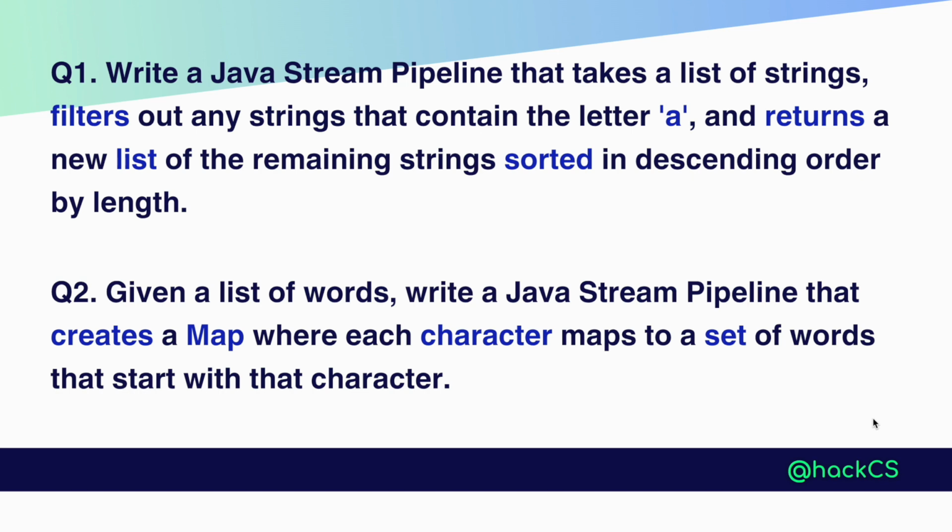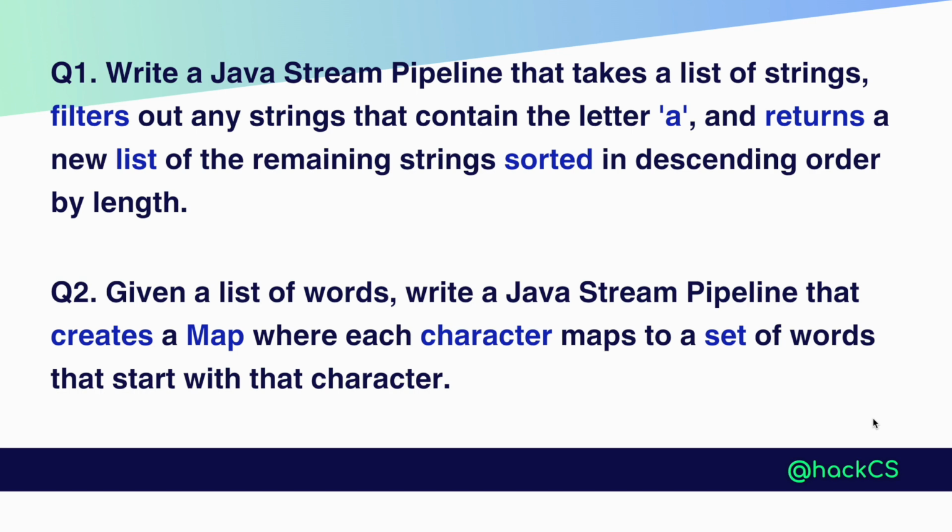In question 1, we need to create a stream pipeline that takes a list of string, filters out a string that contains letter A and returns a new list of the remaining strings sorted in descending order by length. So in this question I have highlighted certain important things. If you see this type of question, you need to find out what all the important things are in that question. So we need to filter, we need to return, we need to have a list, and we need to sort in question 1.